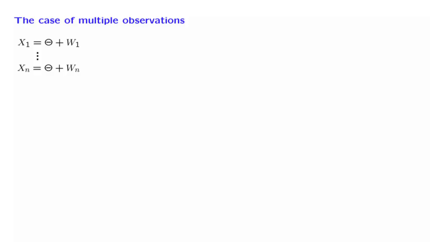This is a model in which we have an unknown parameter modeled as a random variable that we try to estimate. This is the random variable theta, and we have multiple observations of that random variable. Each one of those observations is equal to the unknown random variable plus some additive noise. This is a model that appears quite often in practice.